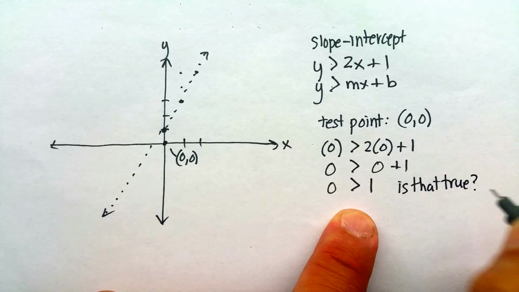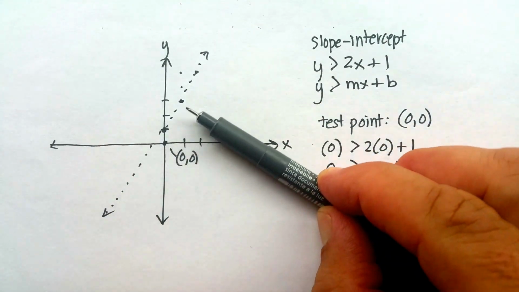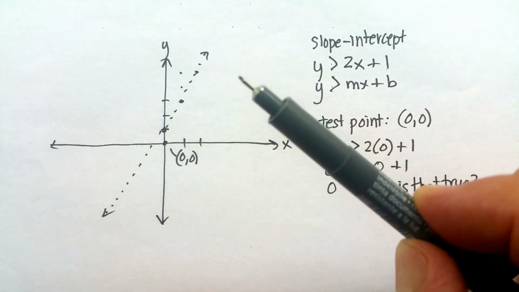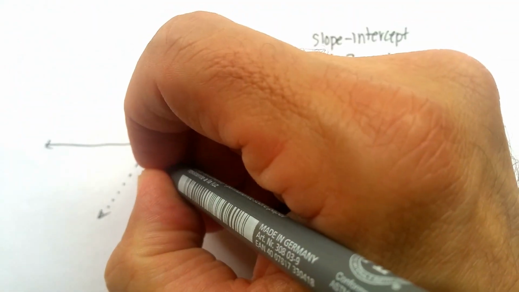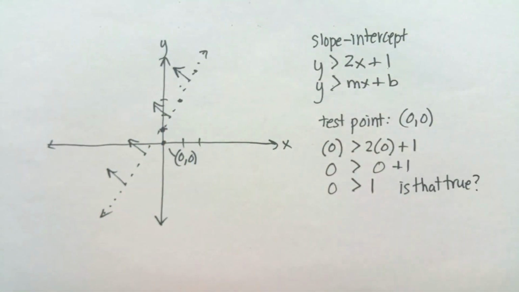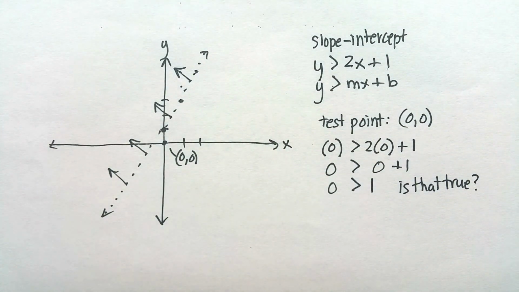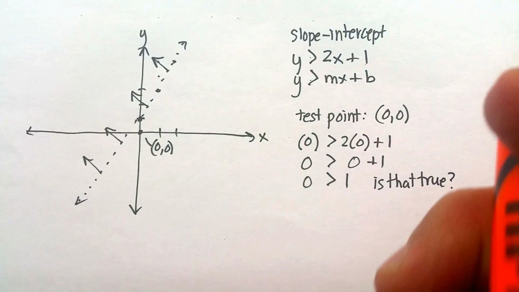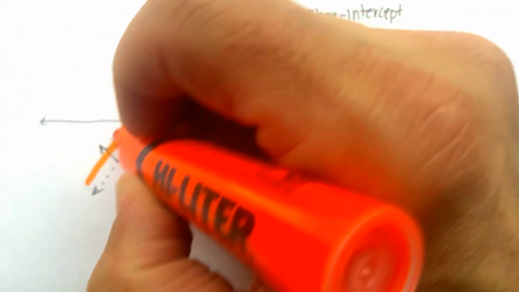That tells me every point on this side of this line will not work. Therefore, I will shade in the opposite direction. Okay? And I could go ahead and, I'm sorry about that, go ahead and just kind of shade on this side. Okay?